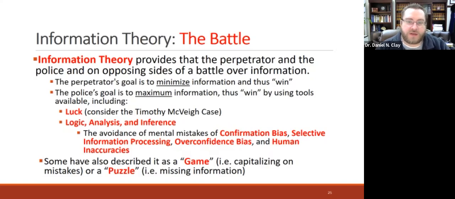So while the perpetrators try to minimize information as they go, police departments and law enforcement get the information as a whole, and then they can do an analysis and say, now that we have a lot of this information, maximized information, in front of us, we can look through it, see what's good evidence, what's bad evidence, and see what helps us solve the case and what doesn't.